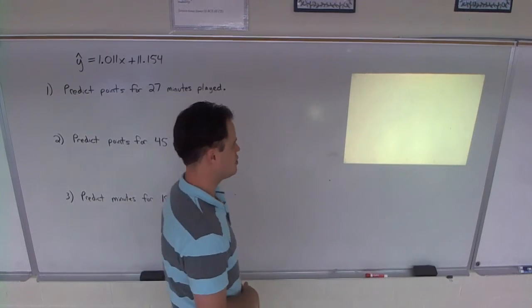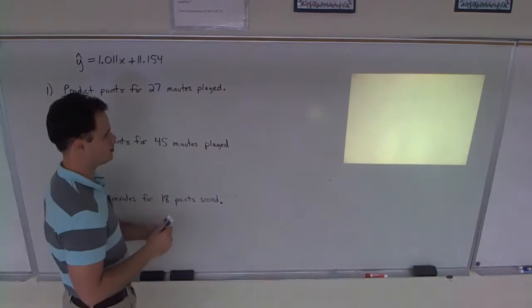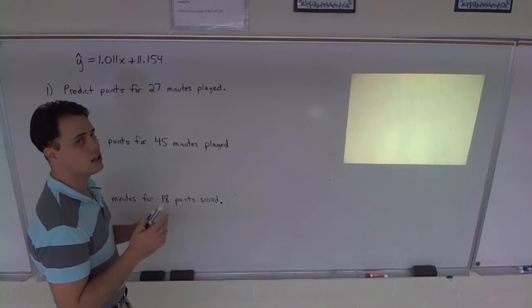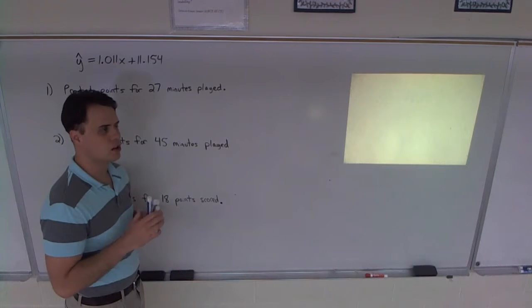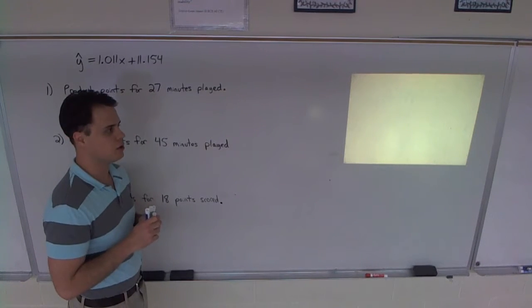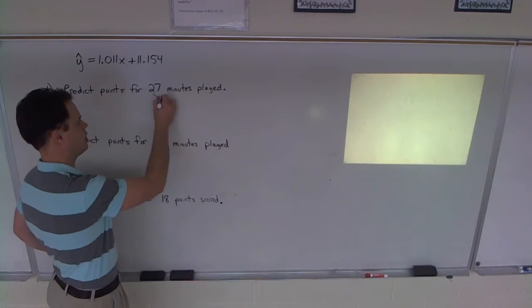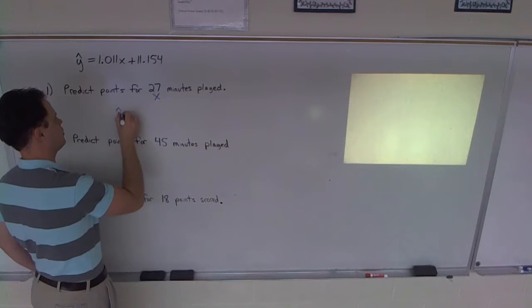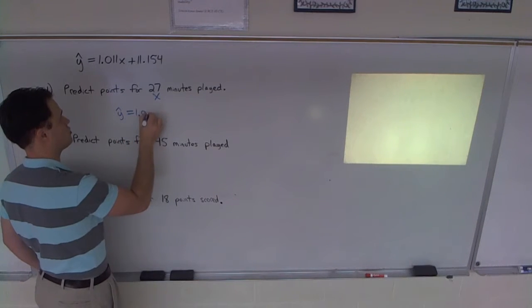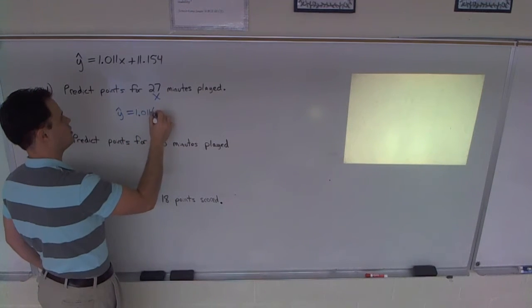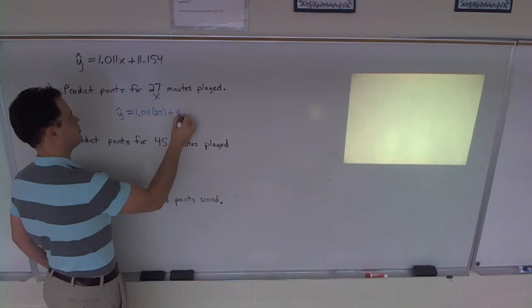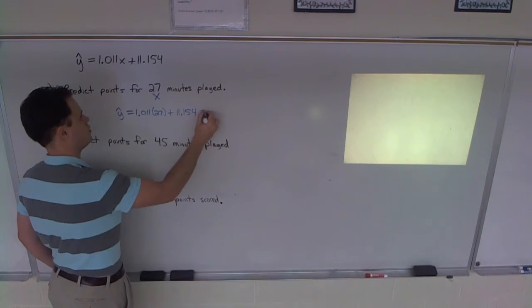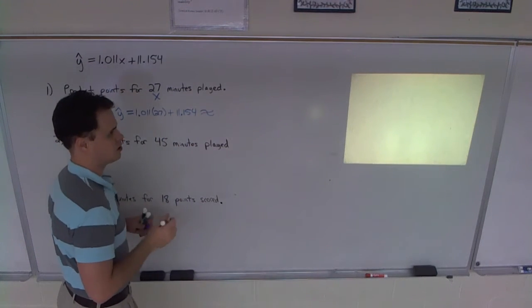So first you want to decide, is this 27 minutes an X or a Y? And I think if you look at our scatter plot from a second ago, or just think about the context that we've been working with in this problem, this is clearly an X value. So I'm going to stick it in for the X in the equation. So we've got Y hat equals 1.011 times 27 plus 11. So that's going to be approximately what? Stick that in your calculator.